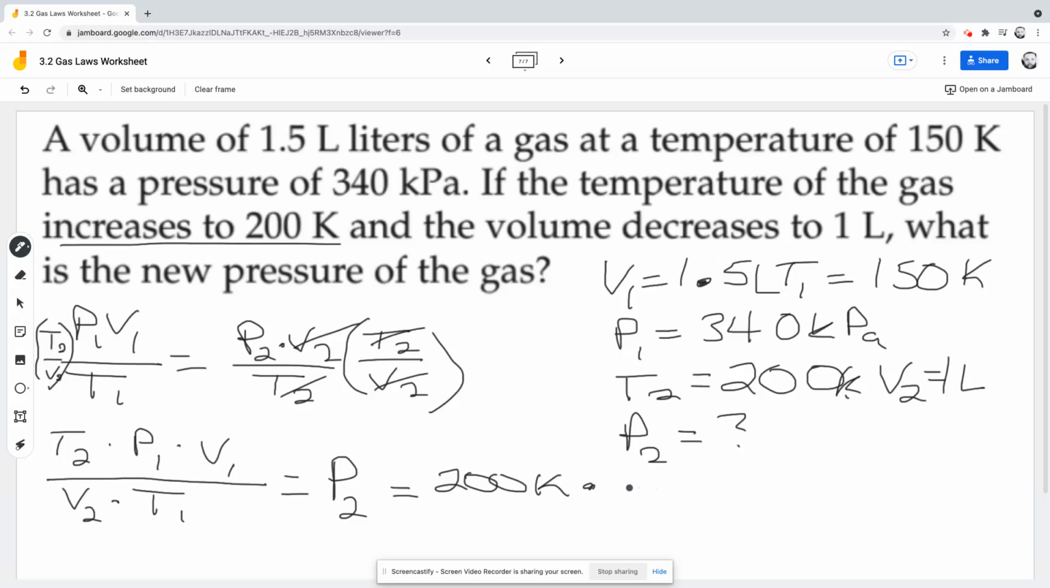Times the initial pressure, which is 340 kilopascal, times the initial volume, which is 1.5 liters, all over the final volume, which is 1 liter, times the initial temperature, which is 150 Kelvin. Okay? And you can actually do this in a calculator on Google if you wanted to.